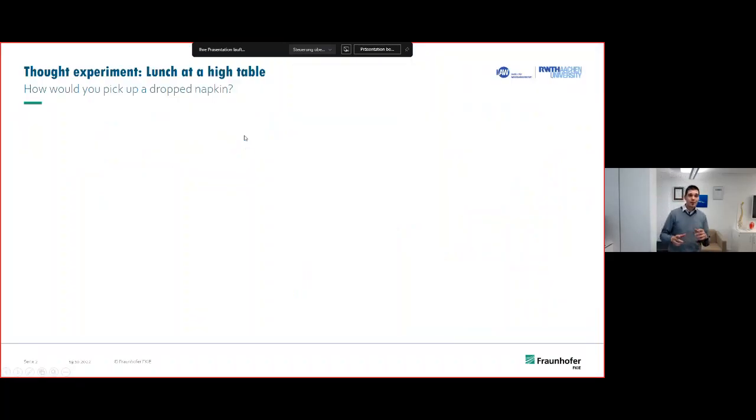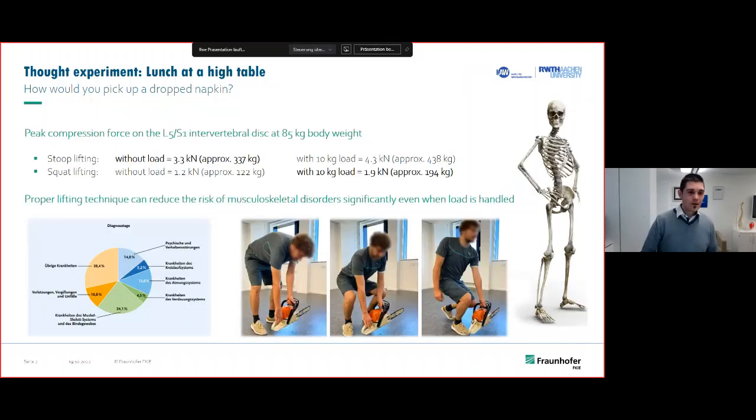So I would start with a little experiment on you. You're at a conference, or most of you are, and maybe at lunch you had a high table. If you think about it, you dropped a napkin, and how would you pick up this dropped napkin? Think about how you would behave. Usually I'm talking about a lifting technique. There are several techniques which you can apply: of course, stoop lifting, squat lifting, straddle technique, or something between that.